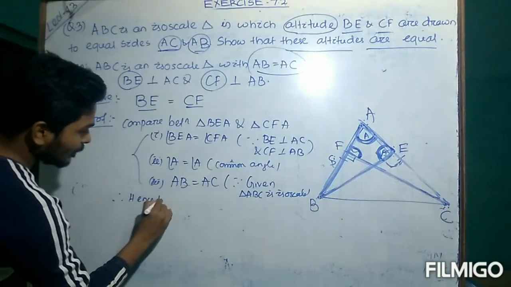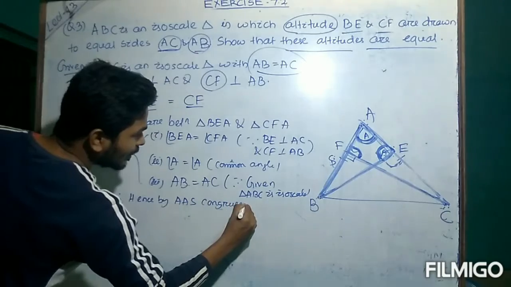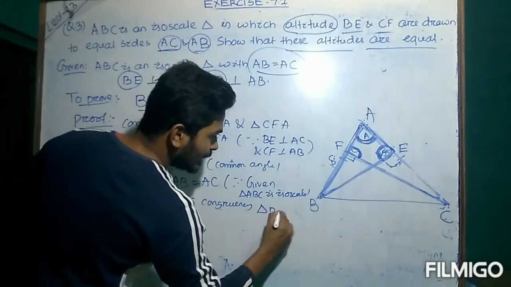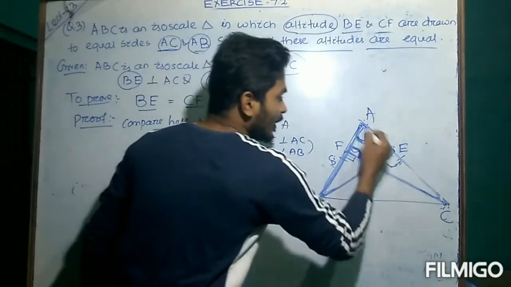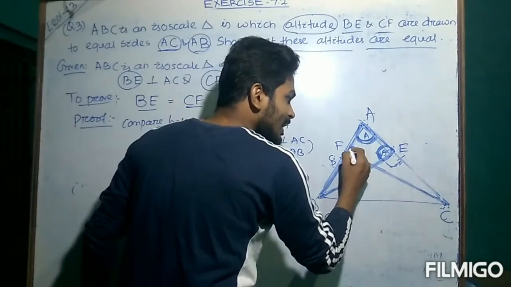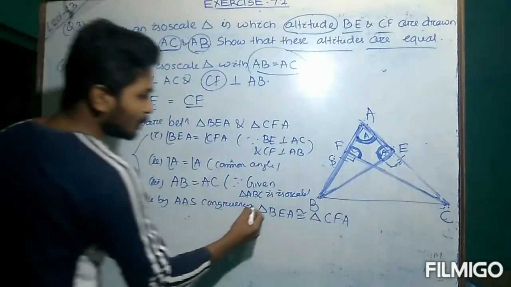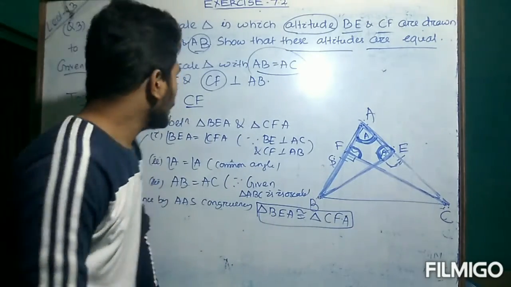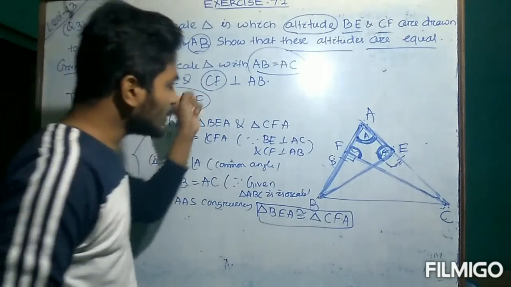Hence, by angle, side congruency, this small triangle BEA is congruent to triangle CFA, because in CFA also we have taken this angle, this side, angle, side. So we have proved that these two triangles are congruent. But what do we have to prove? We have to prove that their altitudes BE is equal to CF.